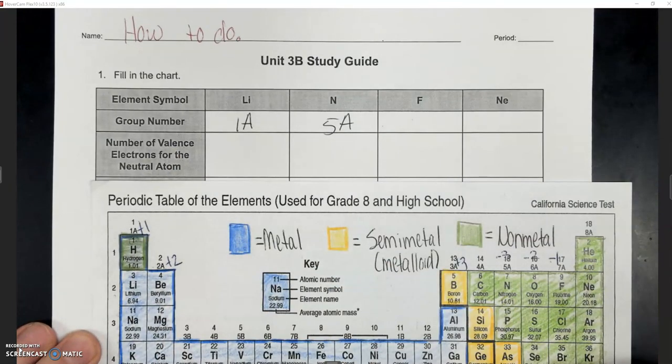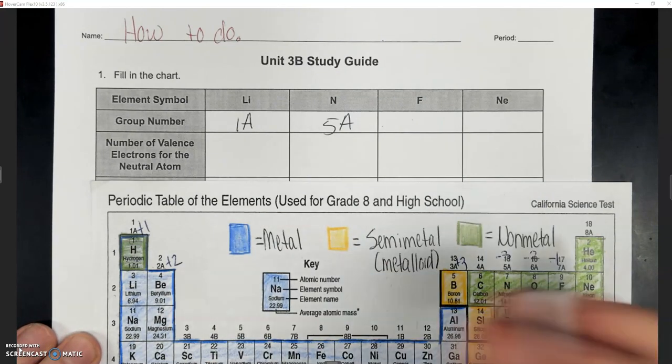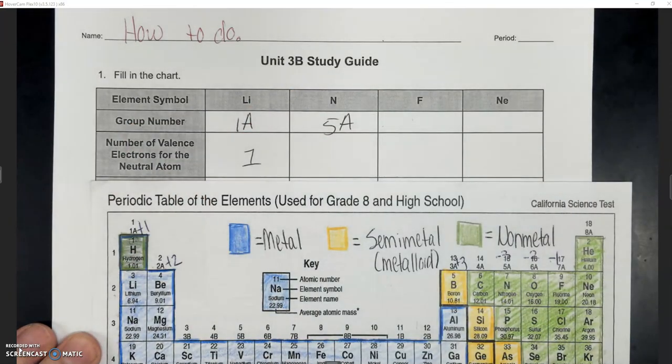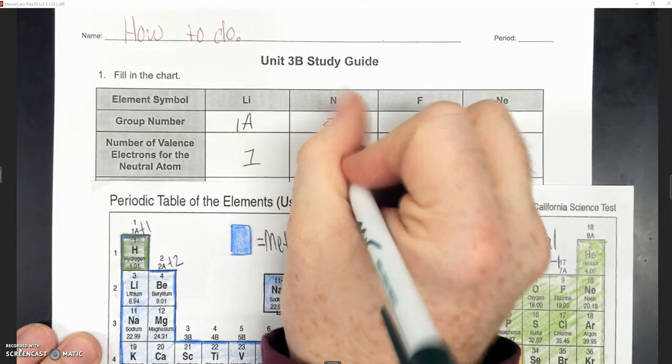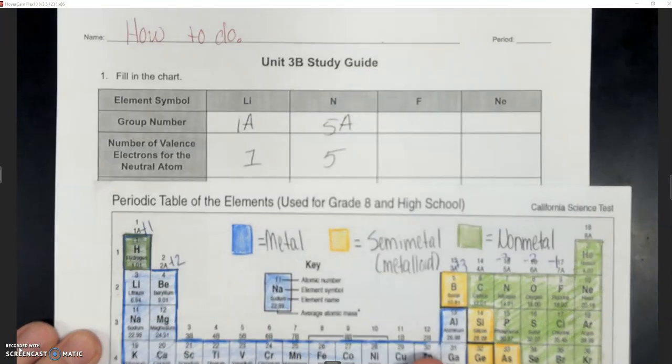Number of valence electrons. Remember that the number of valence electrons is determined by the number with the letter A next to it. Lithium's in group 1A, so it has one valence electron. Nitrogen is in group 5A, so it has 5 valence electrons.